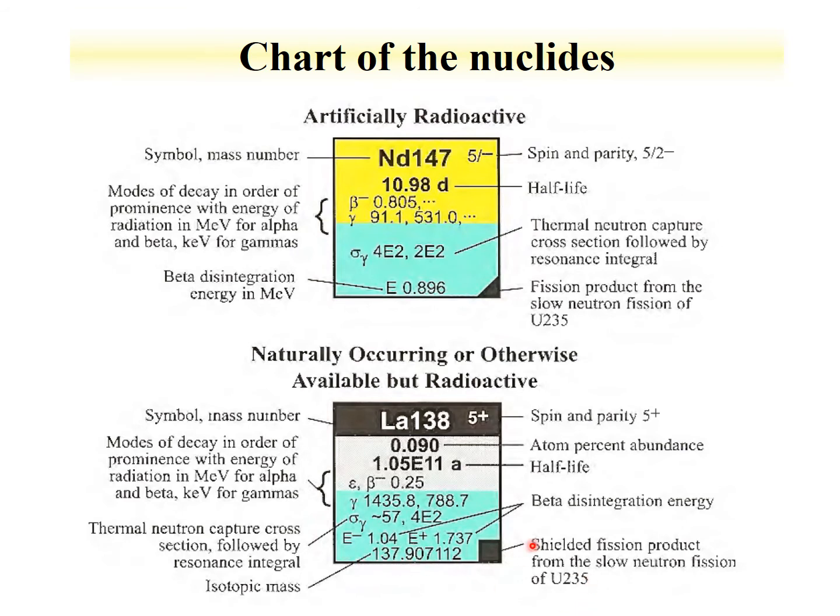isotopic mass. And this square, as opposed to the triangle, means that it's a shielded fission product. It's still a fission product, but we'll discuss what shielded means. It means that there's a stable isotope in front of it, so it doesn't get fed along the 138 decay chain.